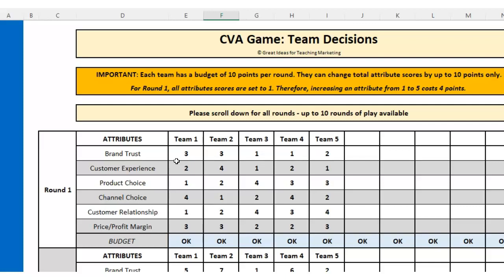Okay, so what you have is a budget of 10 points per round. So each round you can add or subtract 10 points. So you can only change your numbers by a total of 10. So when you start, this is round 1, all of these sit at just 1 point. So by going to 3, you've spent 2 points. By going to 2, you've spent another point. You haven't spent anything there because it's already at 1. So as we keep going up, you're going to spend up to 10 points. You don't have to spend all of them.